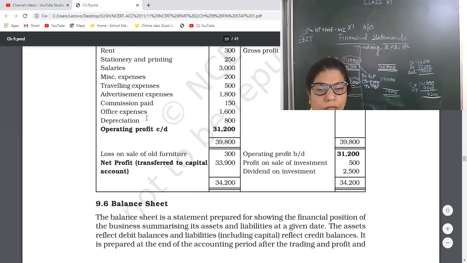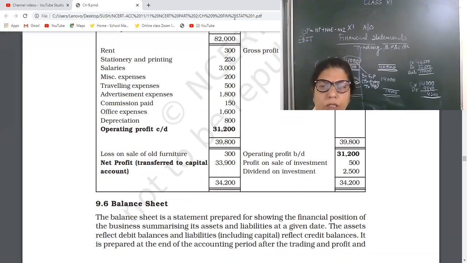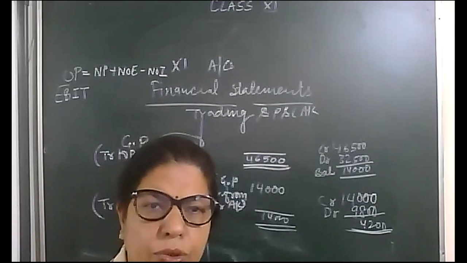So today we completed the numerical part of trading and P&L. Tomorrow we will do the questions with the balance sheet. Any doubt you can ask.